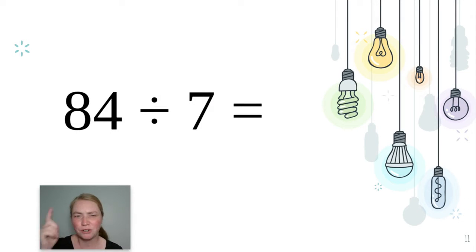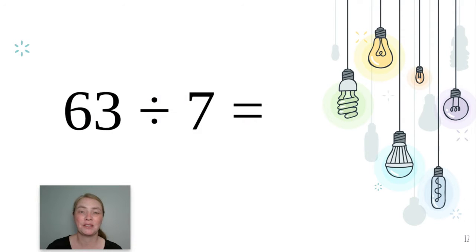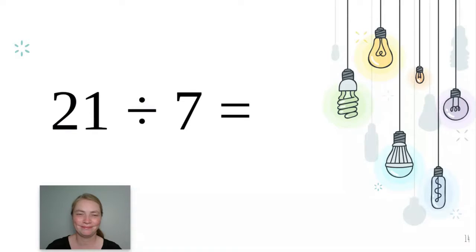84 divided by 7, use your thinking caps for this one. It's equal to 12. 63 divided by 7 is equal to, keep on thinking. If you said 9, you are correct. 28 divided by 7 is equal to, I know you know it, it's 4. 21 divided by 7 is equal to, if you said 3, kiss your brain.